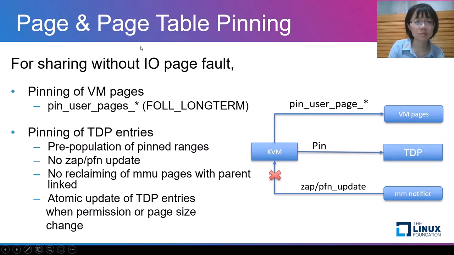This is the concept of page and page table pinning. When there is no IO page fault on the IOMMU side, in order to avoid the DMA fault, all the pages used for DMA need to be pinned using the pin user pages API with long-term as its flag. And also the TDP pages, the TDP entries, also need to be pinned. So it means we need to do pre-population for the pinned ranges for DMA. And there should be no ZAP and no PFN update for the pinned ranges.